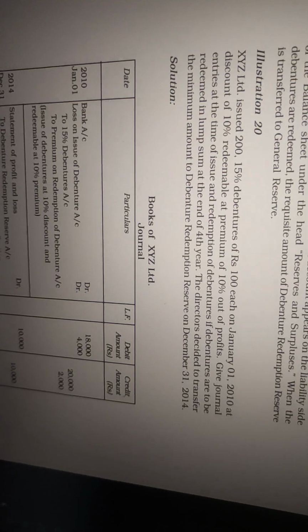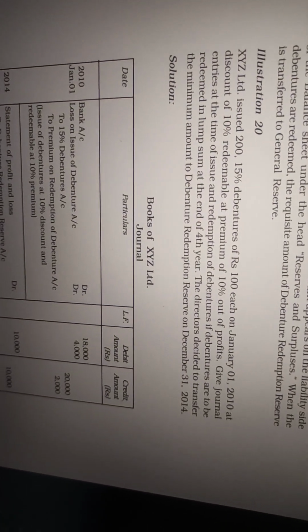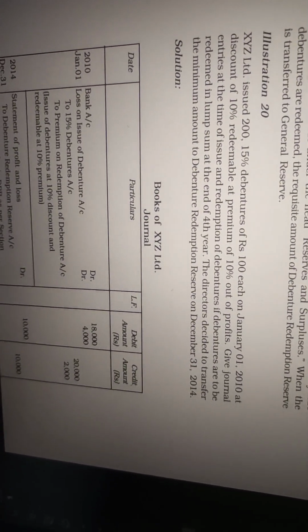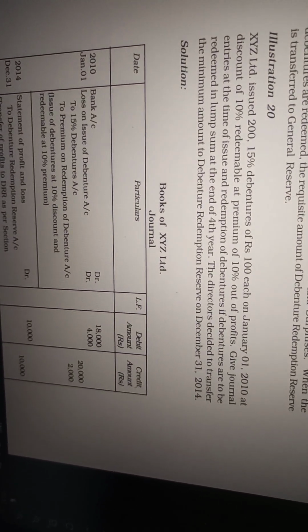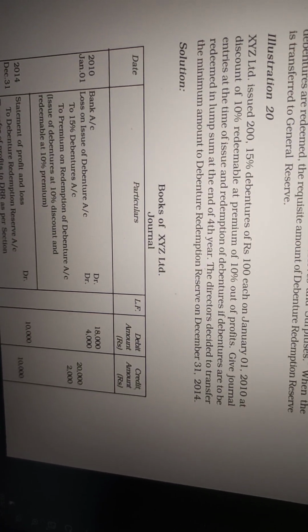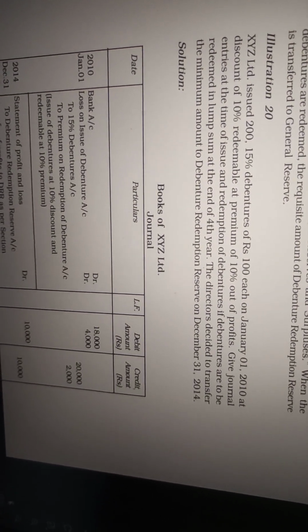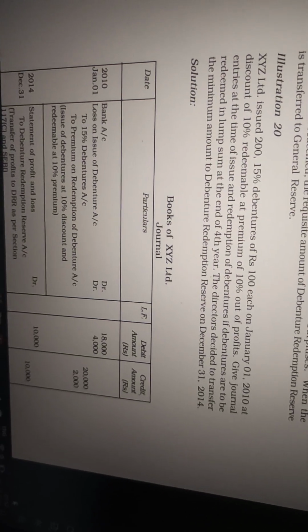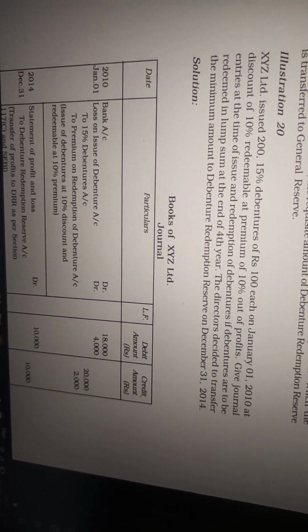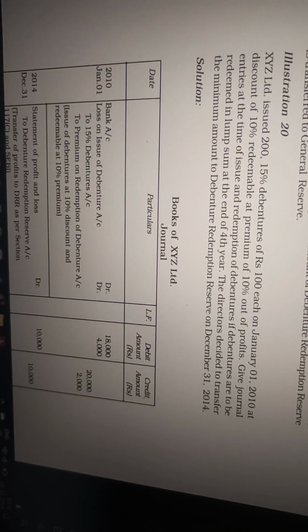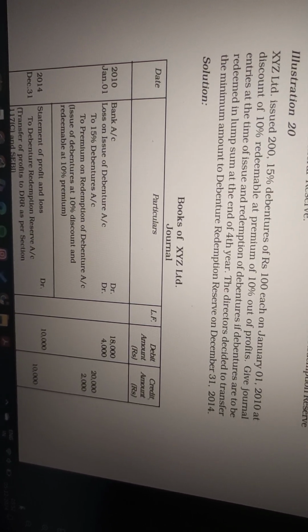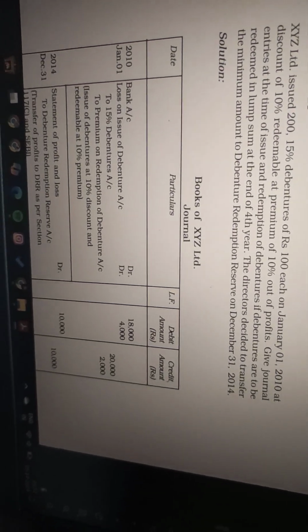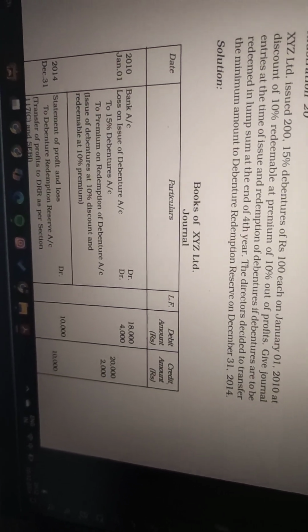Here's a problem regarding the debenture redemption reserve. XYZ Limited issued 15% debentures of rupees 100 each on January 1st, 2010 at a discount of 10%, redeemable at a premium of 10% out of profits. Give journal entries at the time of issue and redemption of debentures if the debentures are to be redeemed in lump sum at the end of the fourth year. The directors decide to transfer the minimum amount to debenture redemption reserve on December 31st, 2011.